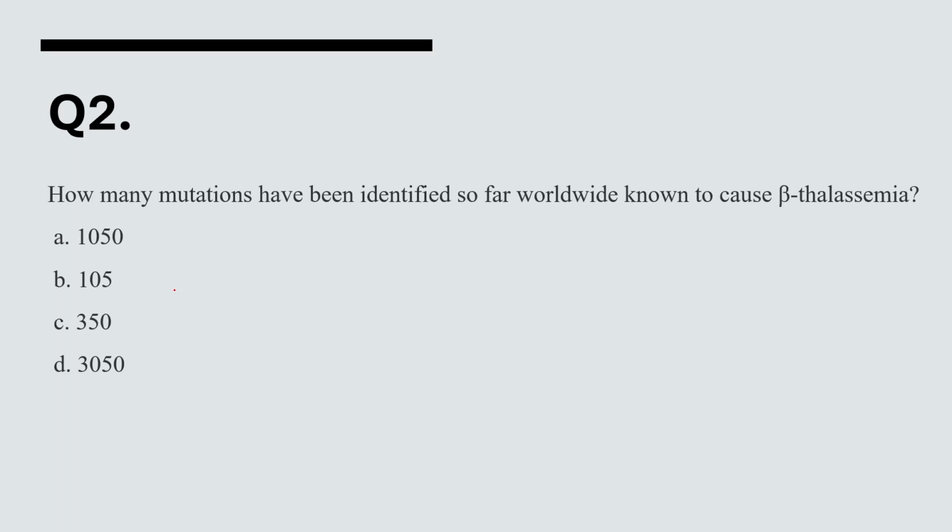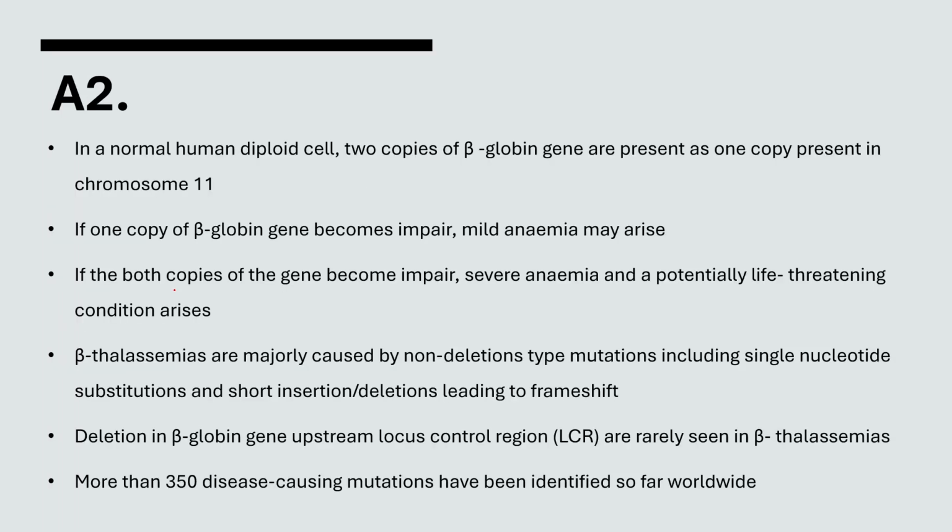Okay, let's discuss then. In a normal human diploid cell, there are two copies of each chromosome, and two copies of the beta globin gene are present, as one copy is present on each chromosome 11. If one copy of the beta globin gene becomes impaired, mild anemia may arise. If both copies of the gene become impaired, severe and potentially life-threatening anemia arises.